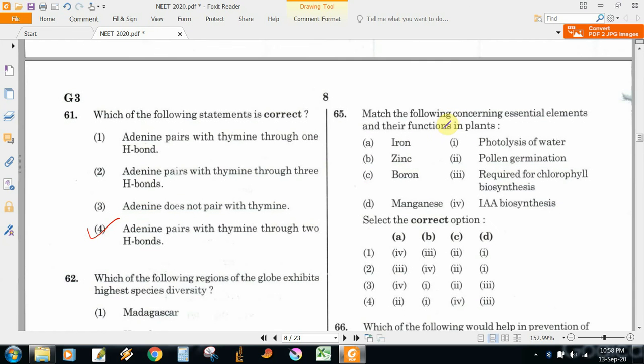So now, the 65th question we are having. Match the following concerning elements.